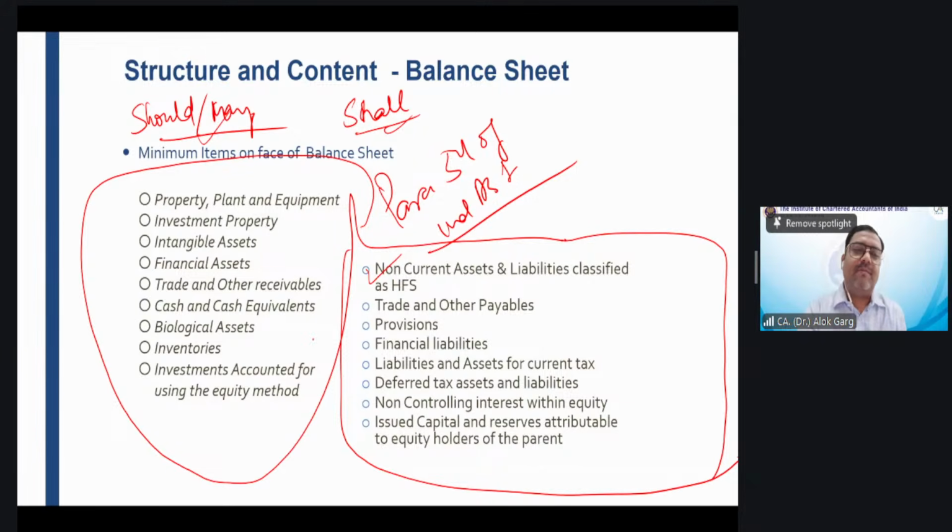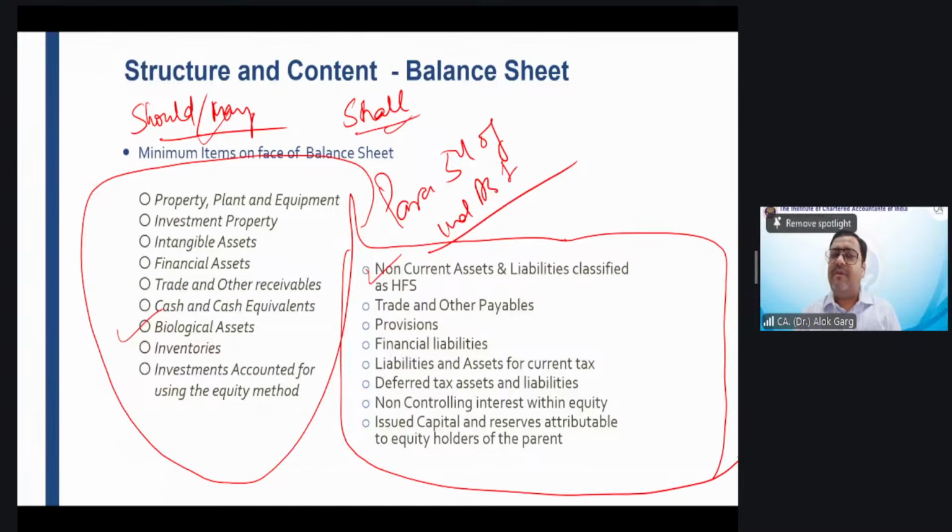Now, I have a question. Biological assets, which is plant and animal. Bharti Airtel Limited does not have any biological asset. They don't have cows and buffaloes. They are not presenting any biological asset on the face of their balance sheet. Whether the balance sheet of Bharti is Ind AS compliant or not compliant? It is compliant with Ind AS.